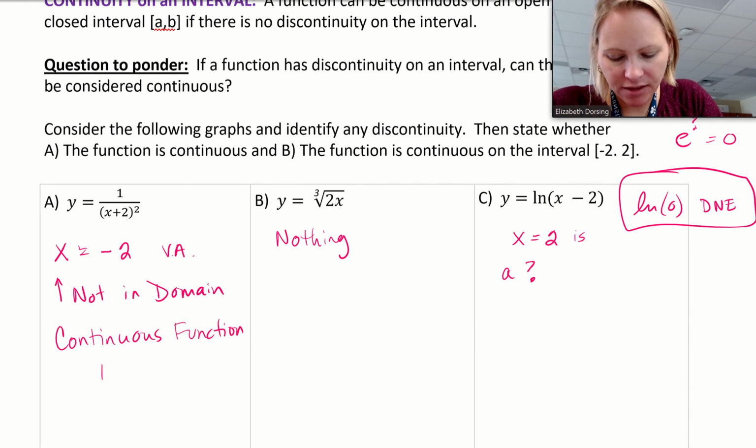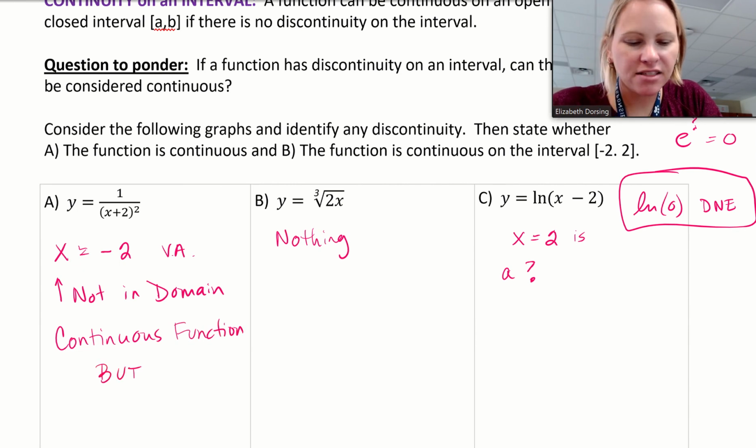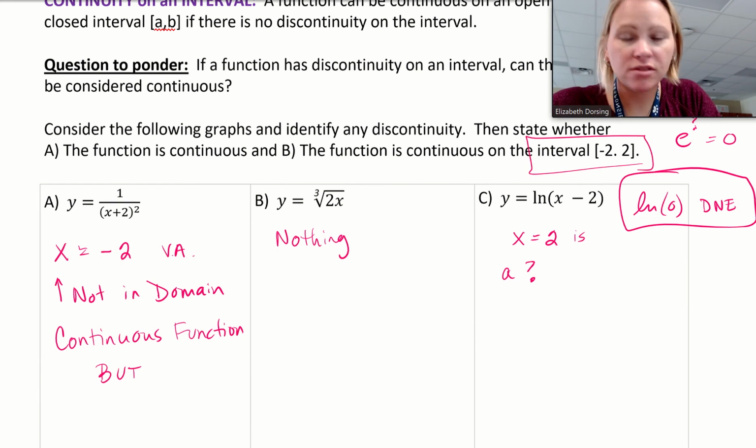But is it continuous on the interval -2 to 2?